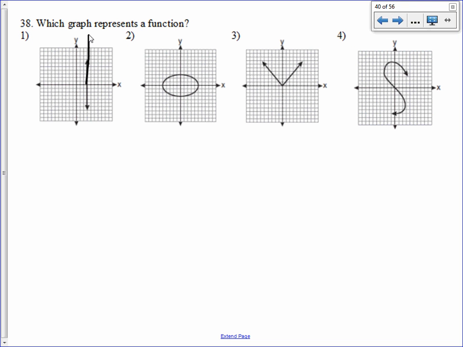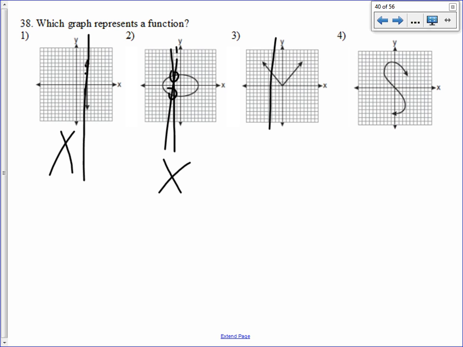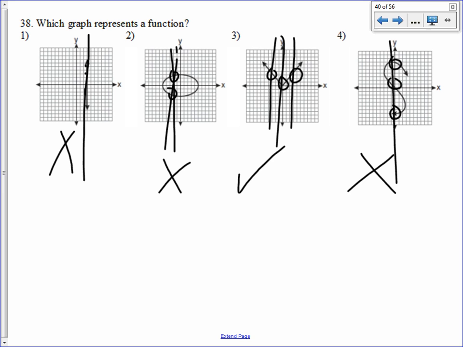Same type of question. That's a no. It's an infinite amount of times. That one hits twice. Sorry, that was supposed to be straight. So that's bad. Once, once, once. Each one only hits once. That's a function. That one hits 1, 2, 3 times. That's definitely not. That's your answer.